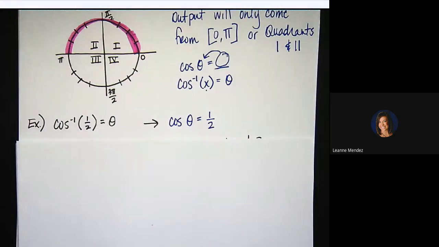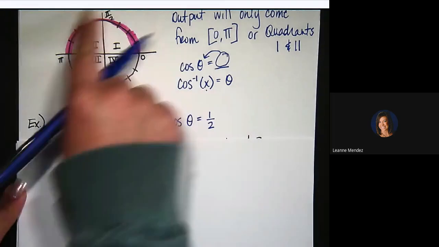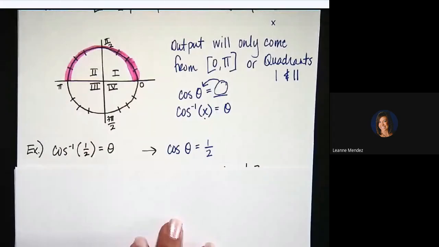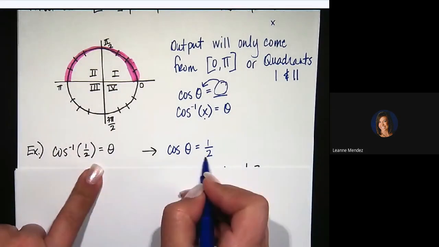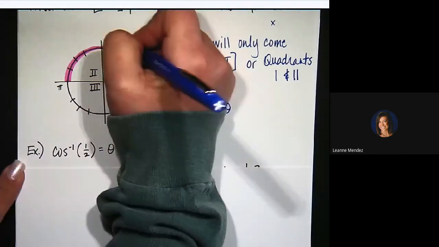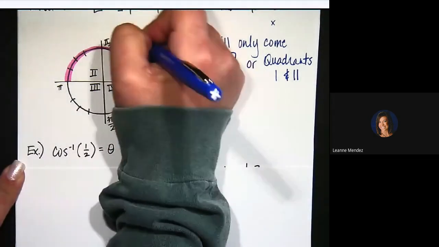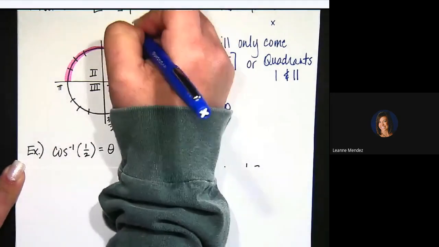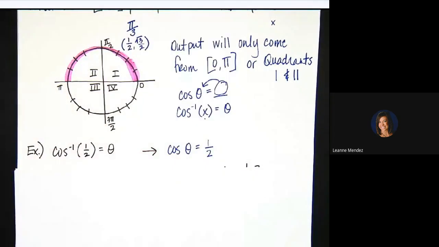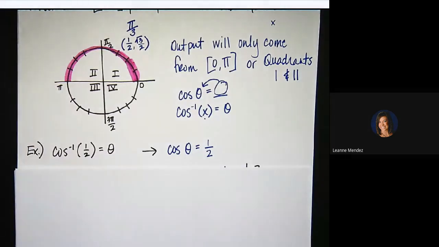Okay, well, let's think about our special angles around the unit circle, right? We know it's only going to come from quadrants 1 and 2. If I think about all the coordinates, I want to know when the x is positive 1/2. That's going to be right here, 1/2. Those are the coordinates. That's pi over 3. Remember, we have to remember our special values. This is where I get positive 1/2.